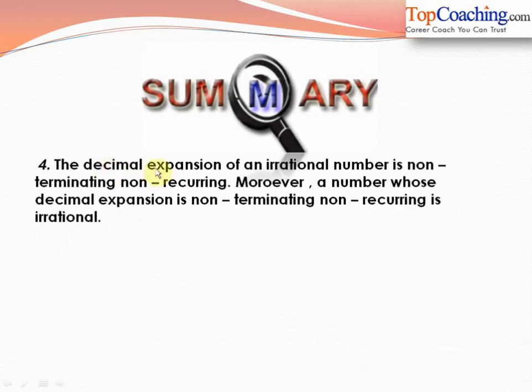Fourth, the decimal expansion of an irrational number is non-terminating and non-recurring. Moreover, a number whose decimal expansion is non-terminating, non-recurring is called an irrational number. So any number whose decimal expansion is non-terminating and non-recurring is called an irrational number.